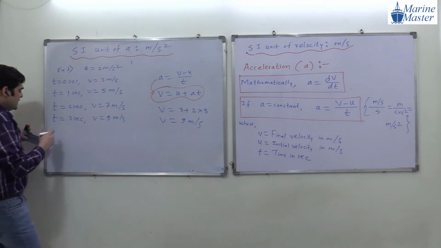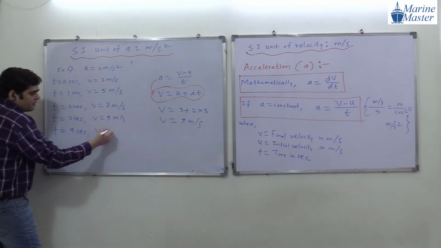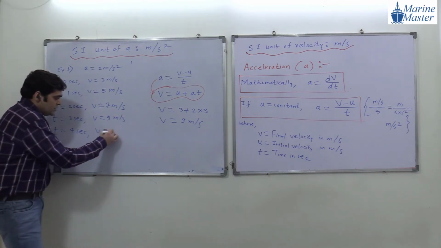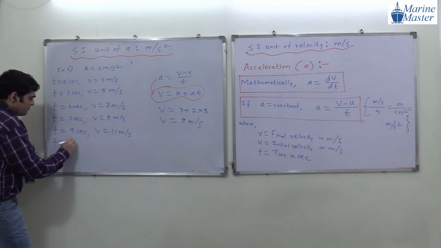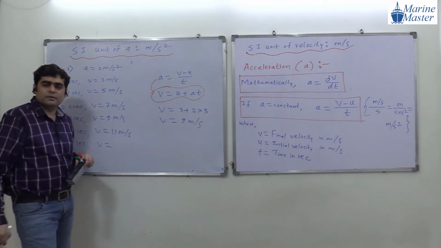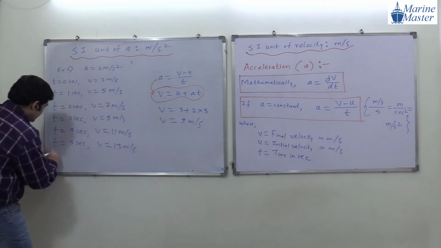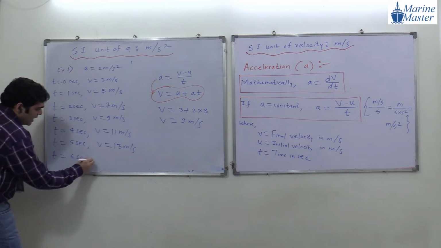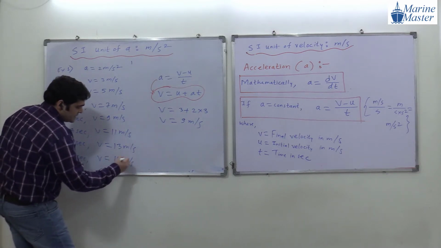Okay. Similarly, after 4 seconds, guys, how much velocity are we getting? 11 meter per second. Suppose after time 5 seconds, how much velocity, guys? 13 meter per second. Okay, good. After t is equal to 6 seconds, how much velocity? 15 meter per second. Okay.